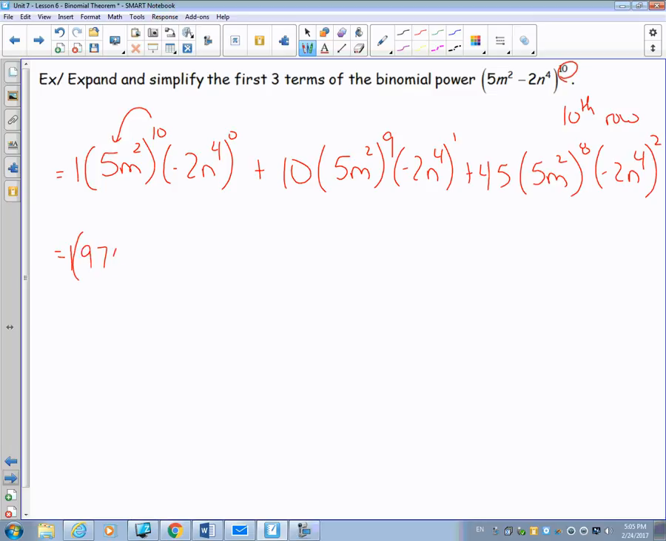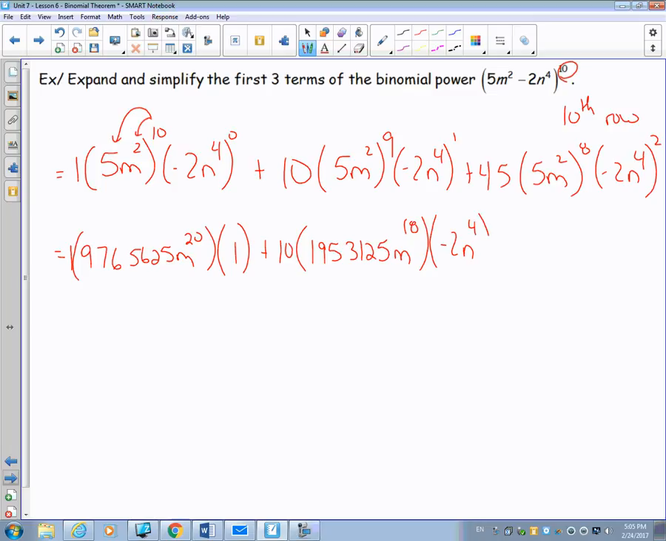9,765,625 m to the 20, times 1, plus 10. 5 to the 9 this time. 1,953,125 m to the 18, and negative 2 and 4, plus 45, and one more big number, 390,625 m to the 16, and here we'll get 4 and 8.